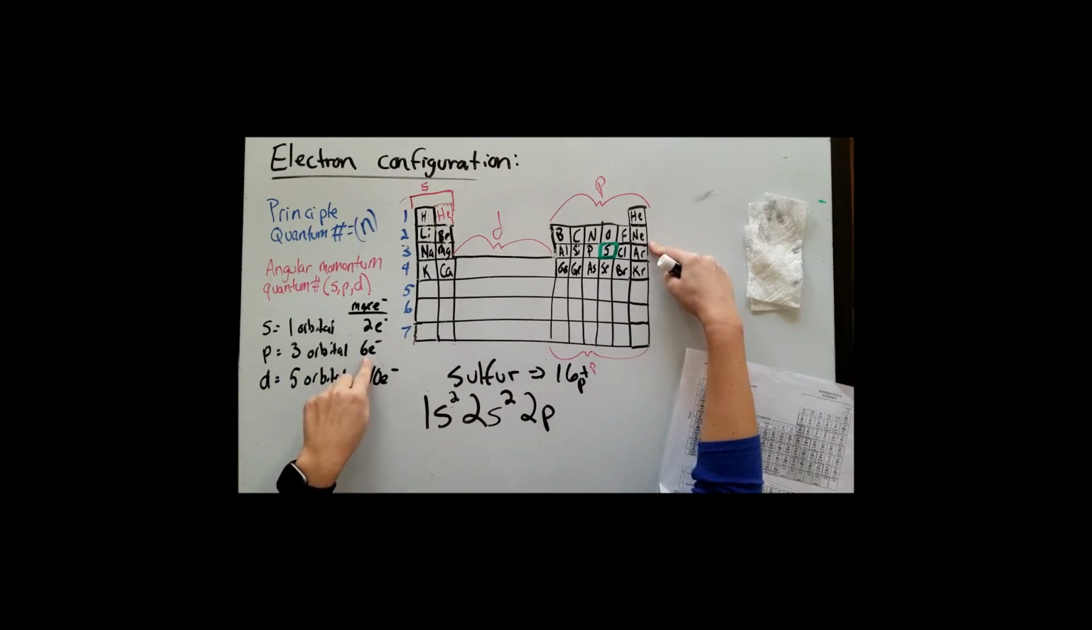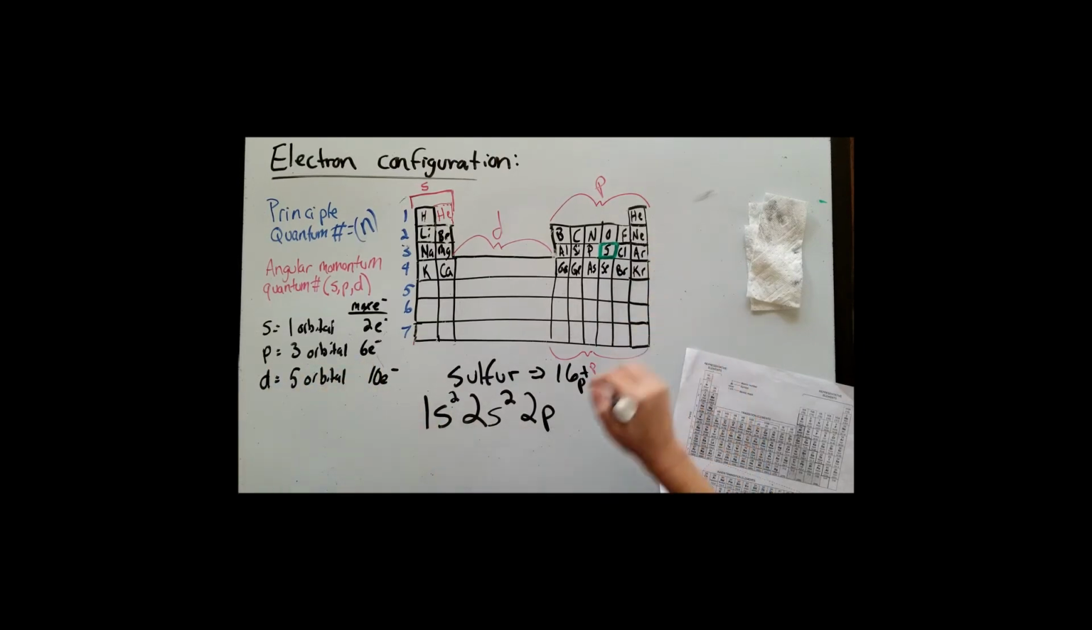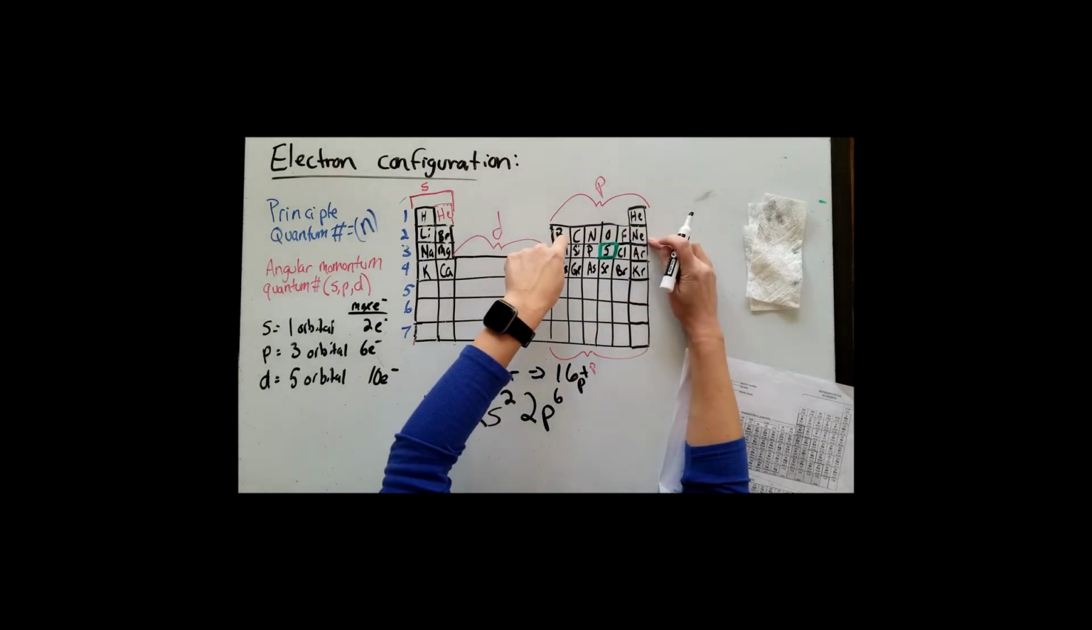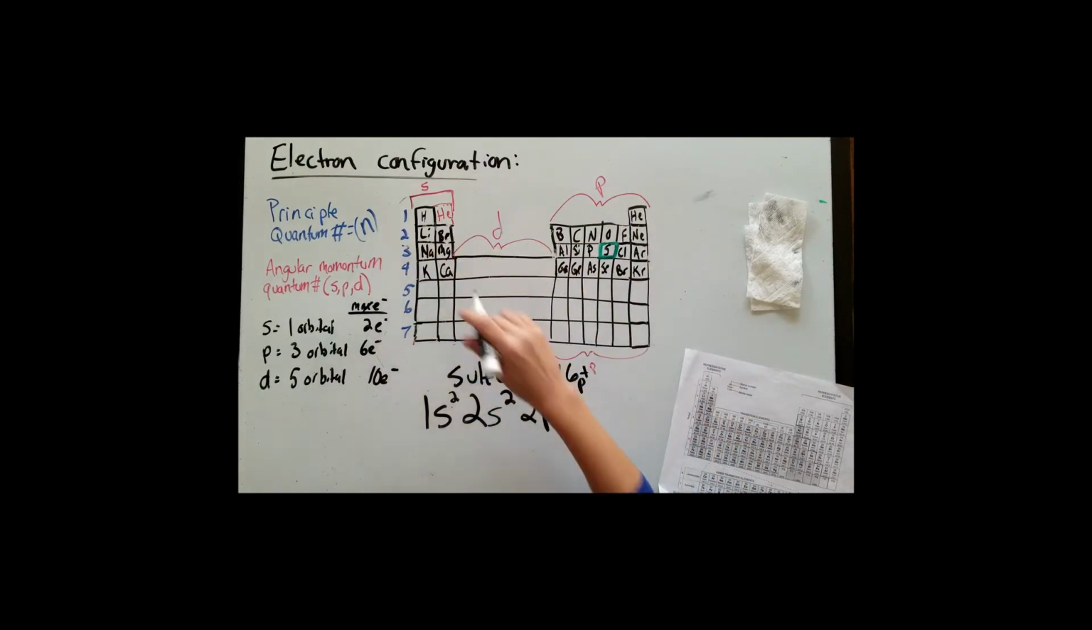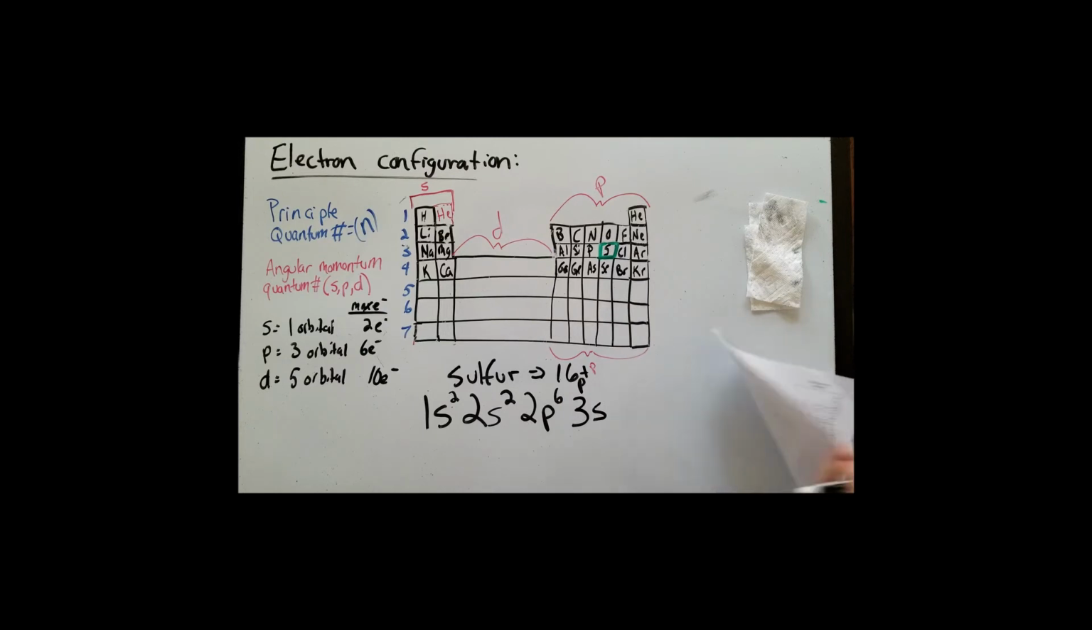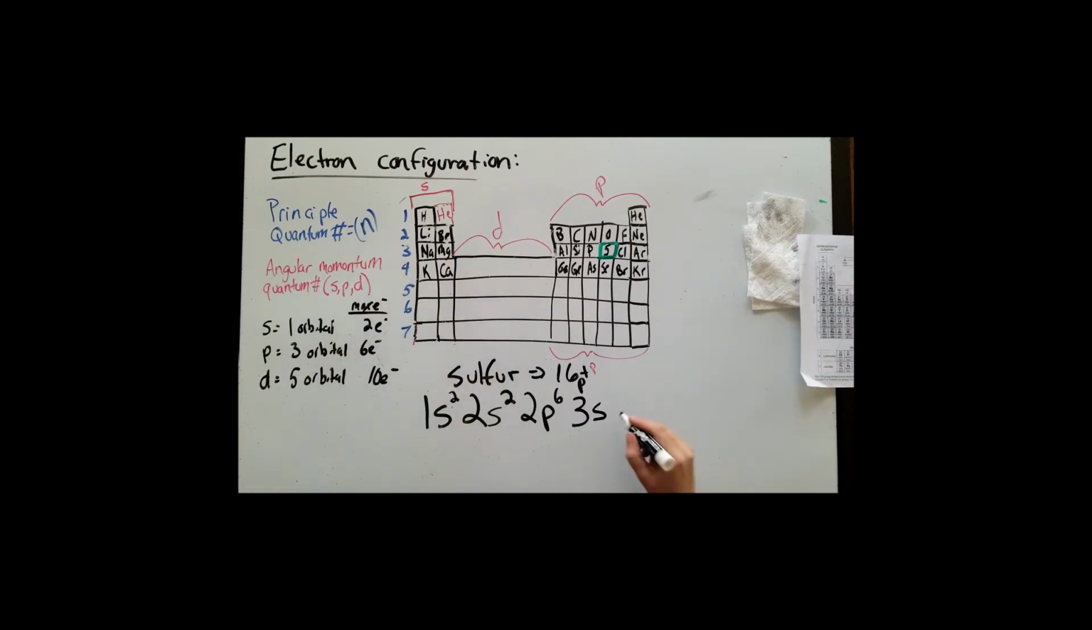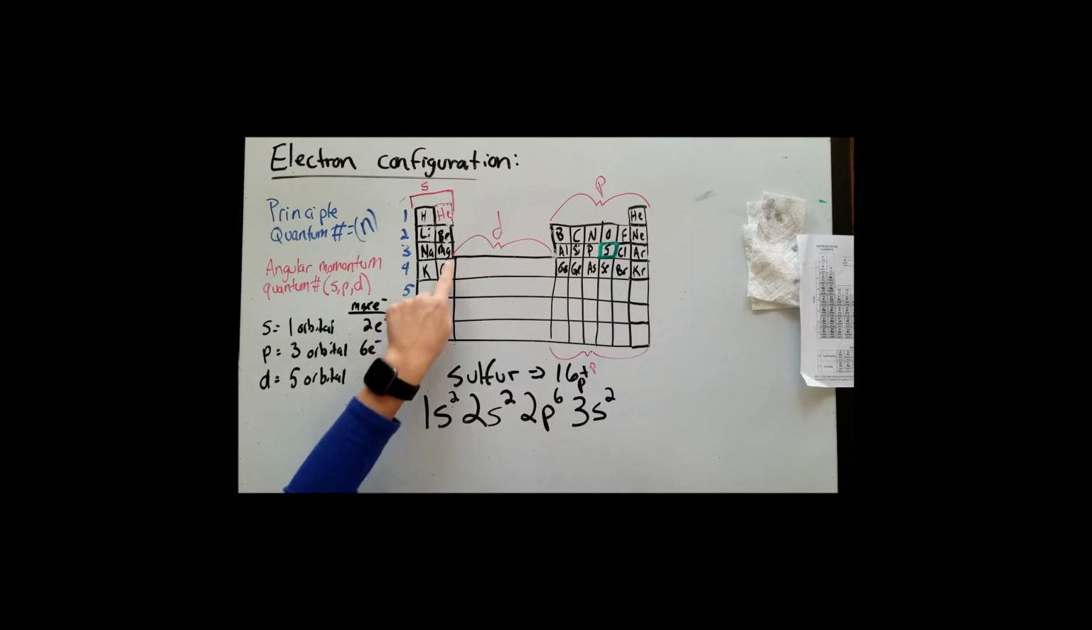Well, we said it was 6. So if I write 2p6, that brings me all the way to neon, right? 1, 2, 3, 4, 5, 6. I'm at neon. Now I'm done with period 2, and I can go to the next line, which is period 3. I hit the S block first, always, and I want to go completely through the S block. The max that can fit in the S block is 2. So now I'm at magnesium.